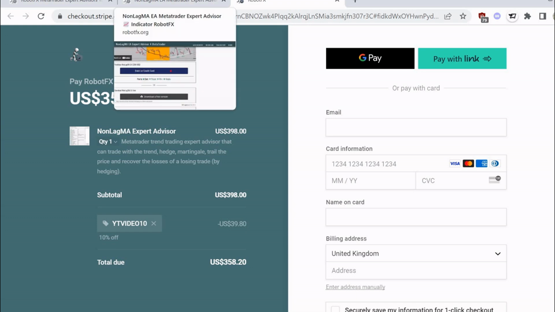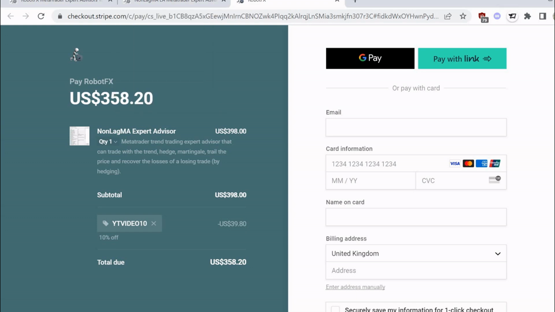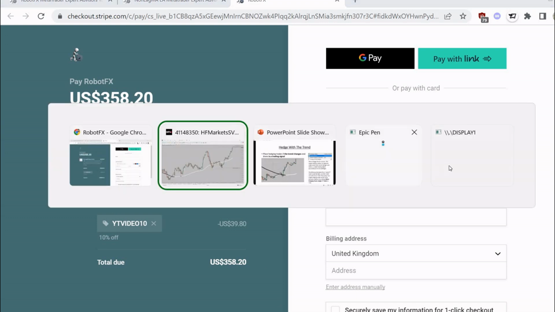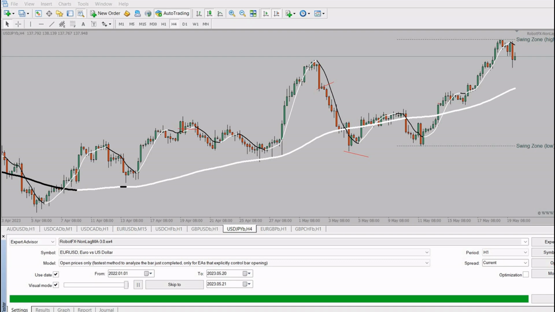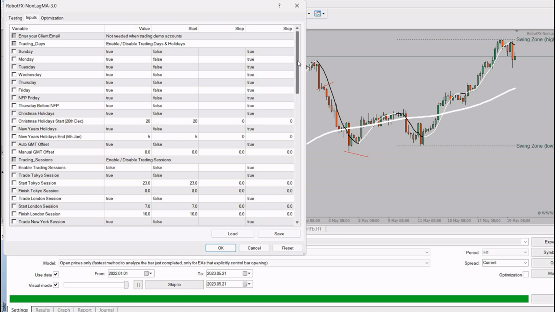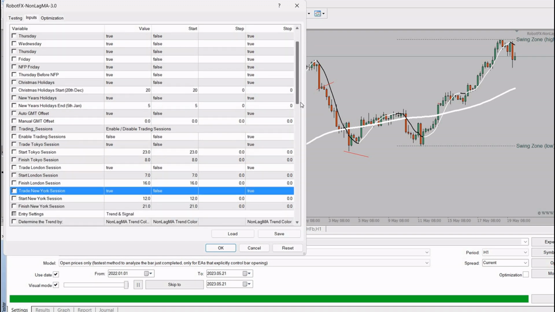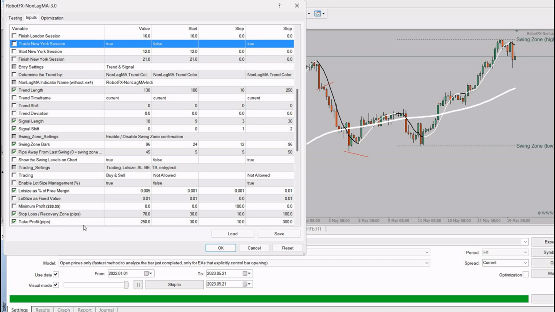Now, let's go to MetaTrader and see how the Expert Advisor performs in the strategy tester for the previous year. Alright, so for the purpose of understanding how the Expert Advisor works, I'm going to test it and let it run for the entire 2022 year until the date of shooting this video, which is today, 21st of May. And these are the settings. Feel free to pause the video if you want to check them or copy them.